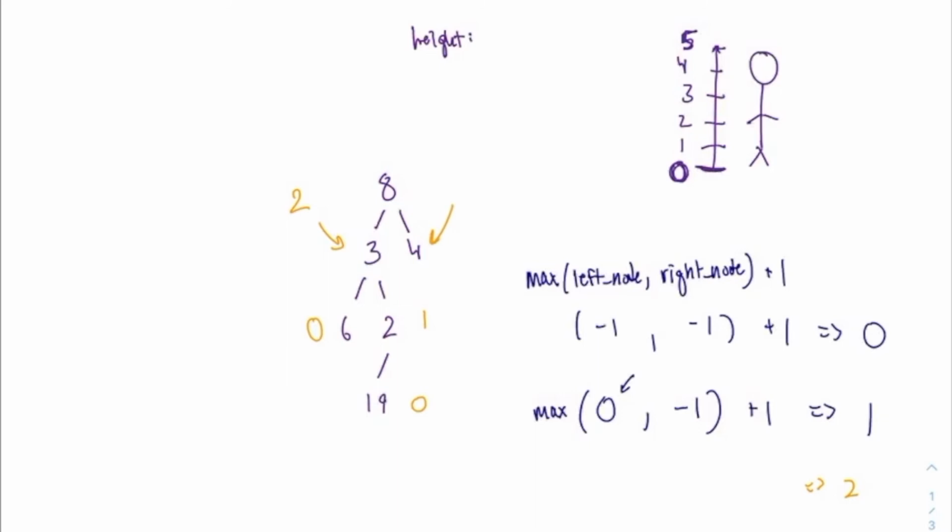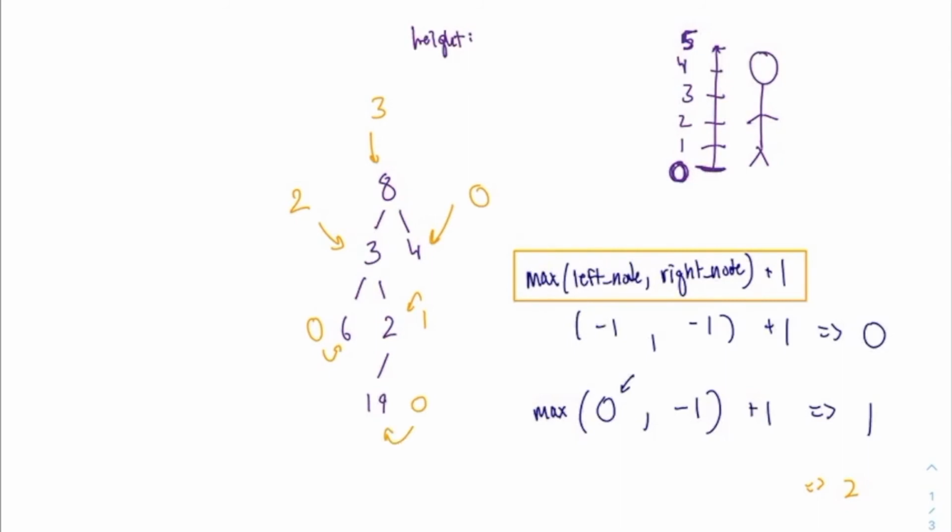4 is another leaf node because it has no children. So it's going to have a height of 0. And finally, 8: the max of its 2 children, which are 3 and 4, which have heights of 2 and 0 respectively. The max of 2 and 0 is 2, plus 1 is 3. So the root node has a height of 3. With this mathematical formula, we've been able to find the height of each and every node in this binary tree.